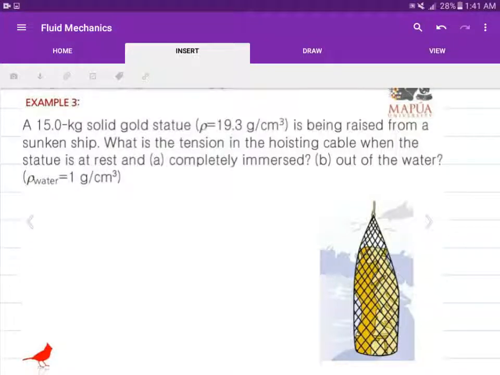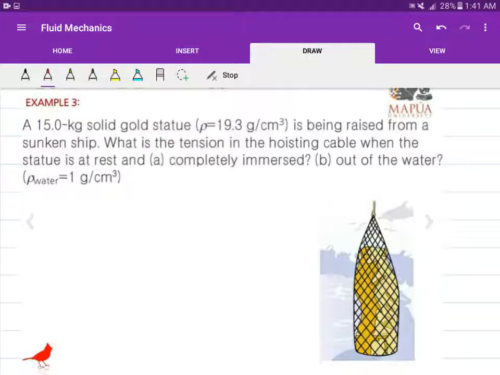So let's solve an example for buoyancy. Here we have a 15 kilogram solid gold statue and it is being raised from a sunken ship. What is the tension in the hoisting cable when the statue is at rest and A, completely immersed, and for B, when it is out of the water?